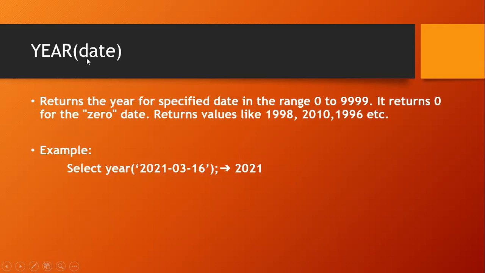YEAR is the next function, and you pass the date. So what does it do? It returns the year for the specified date. Example, SELECT YEAR. When I pass a date expression, it extracts the year part from the date and returns the output, and hence you got the output as 2021.